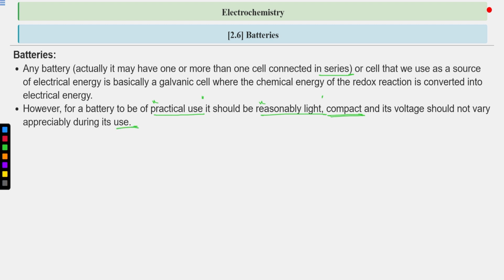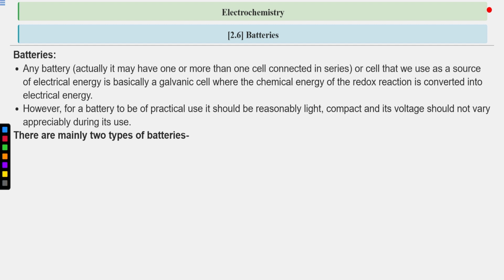And also, the external voltage that you will have to provide for the redox reaction, for getting the electrical energy, that voltage should also be constant, should not vary appreciably during the use of the battery. Okay, these are the points that we have to keep in mind while making a battery or while studying a battery.